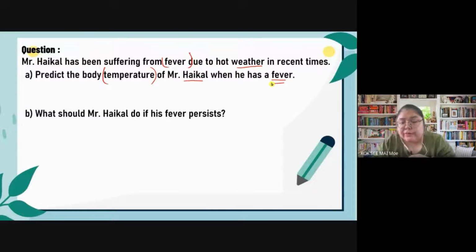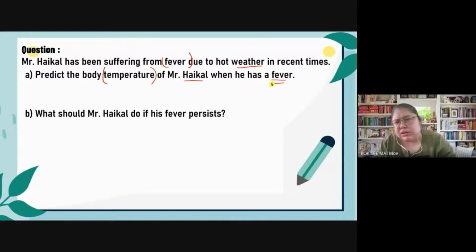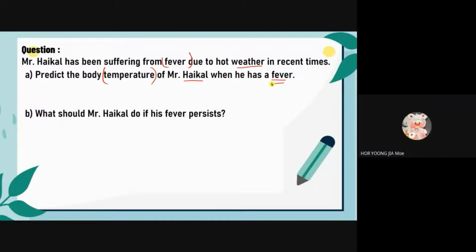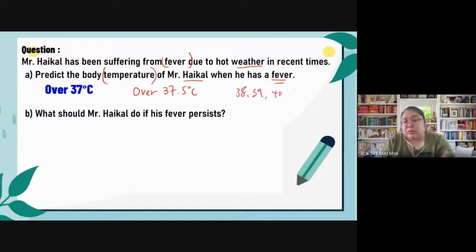Okay, fever. Fever normally how many degrees? Anyone here can tell me? When it's just a fever, the temperature is normally how many? 37. 37 is still okay. 37.5. Okay. So you don't need to answer 37. Suppose it's 37.5. You just give me the answer over 37.5. That means you already have a fever. You don't need to tell me 38, 39, 40. No need to mention this one.